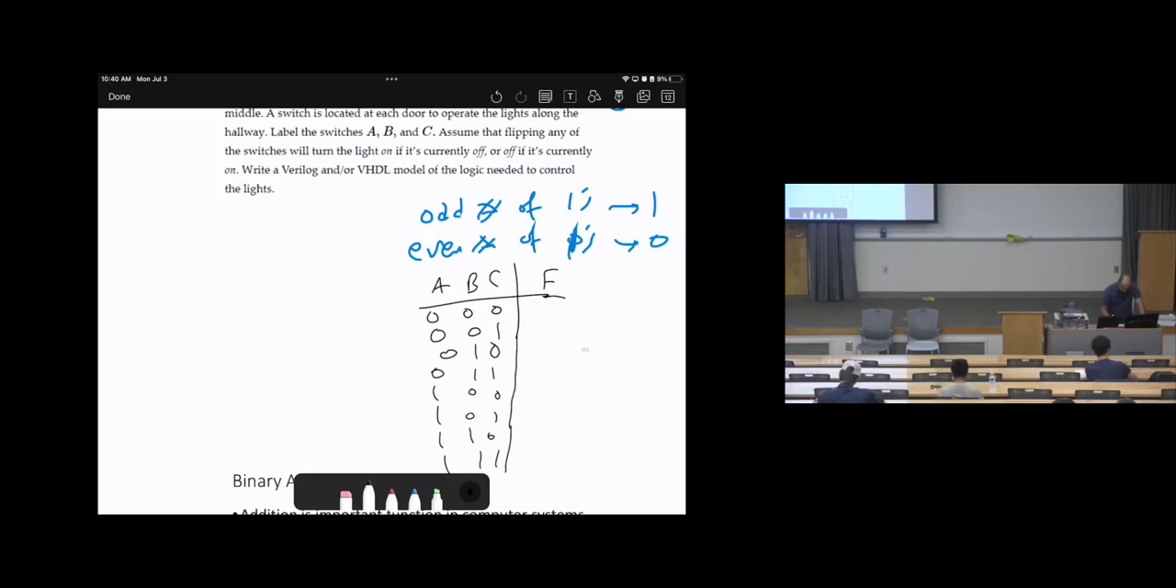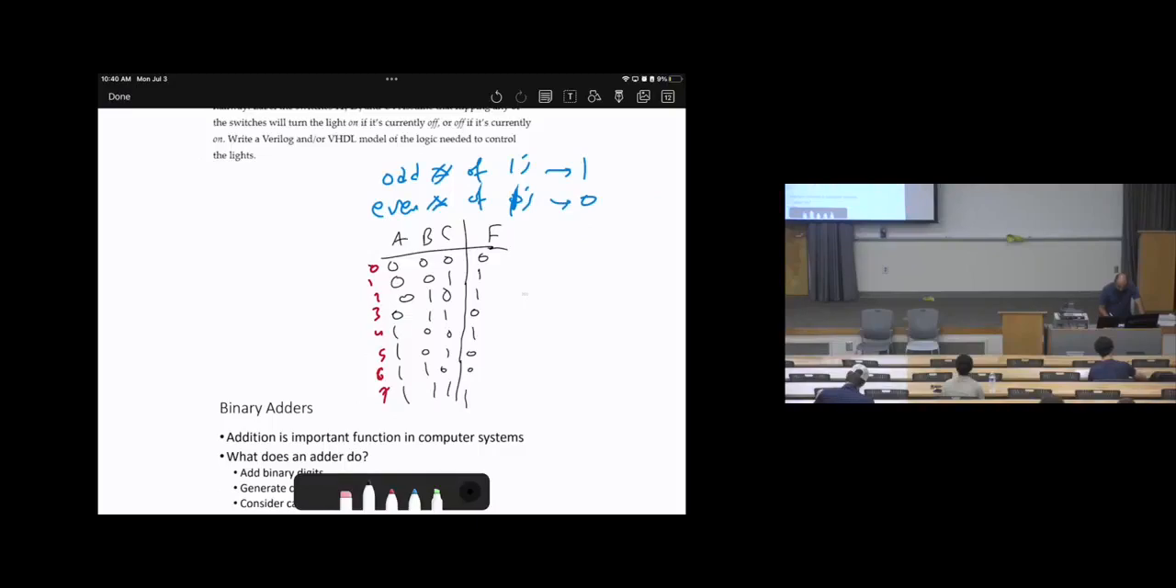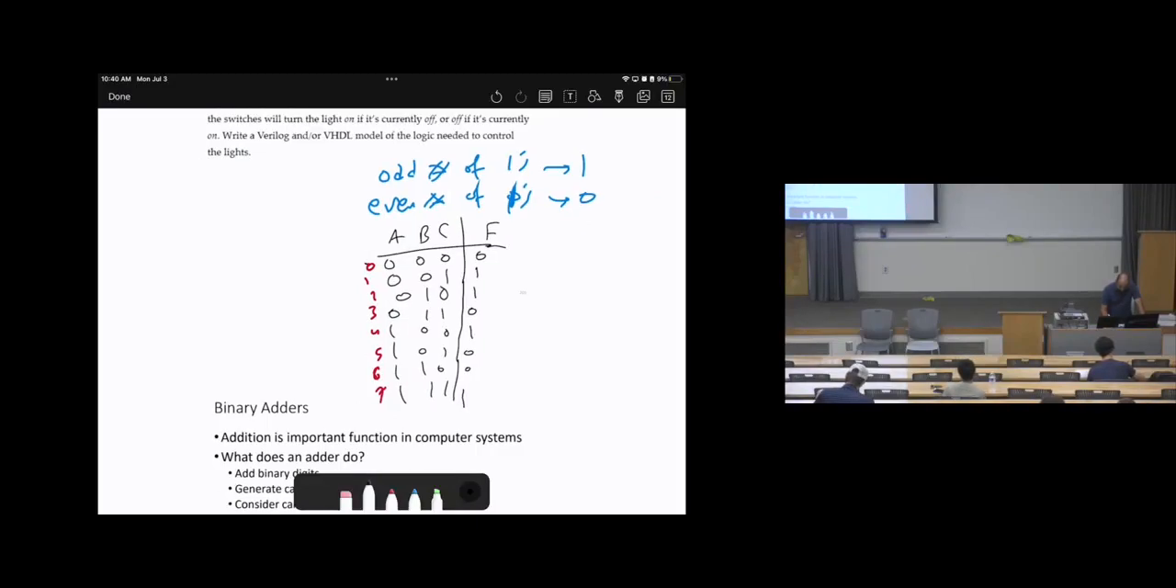So here, we can say this is 0, 1, 2, 3, 4, 5, 6, 7. Here there is no number of ones, so it will be 0. Here is odd, so it will be 1. Here is odd, so 1. Here is even, so 0. Odd 1, even 0, even 0, odd 1. Just make it 1 at the odd ones. After that, we can build our Karnaugh maps, 3-variable Karnaugh maps. So the Karnaugh map will look like this.